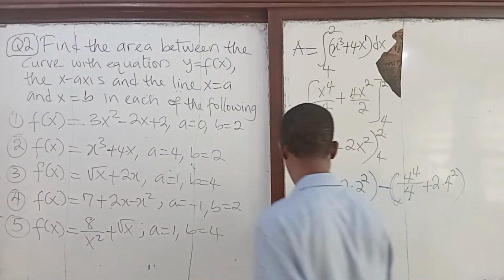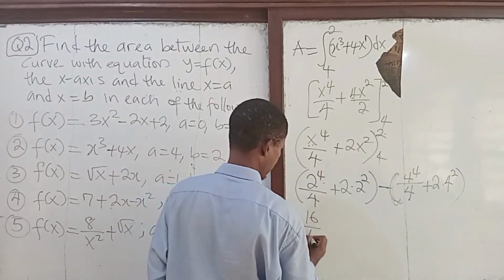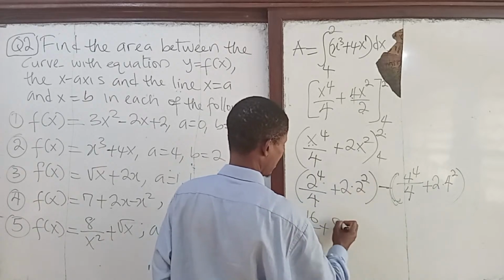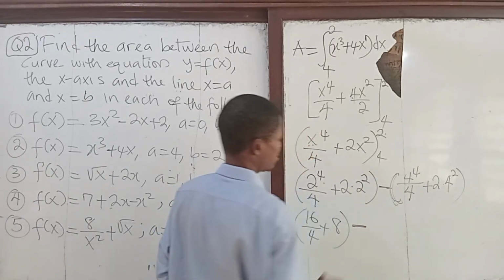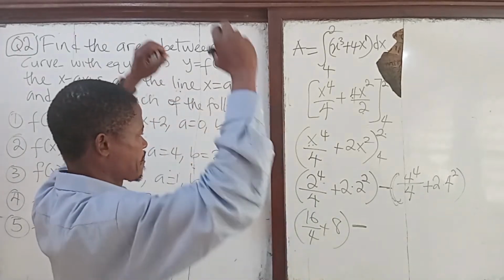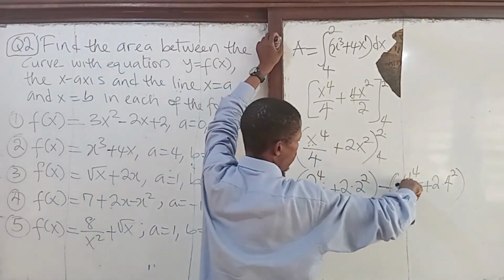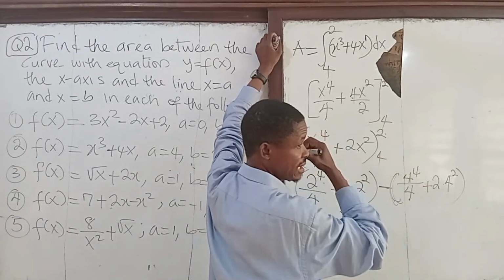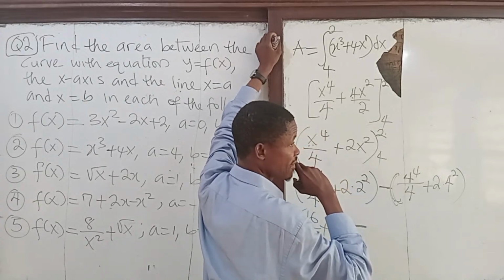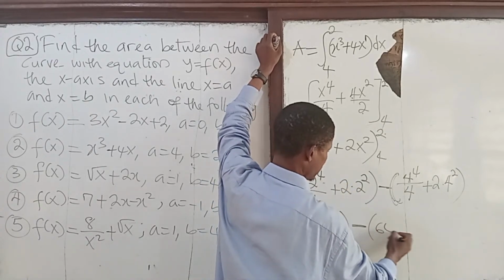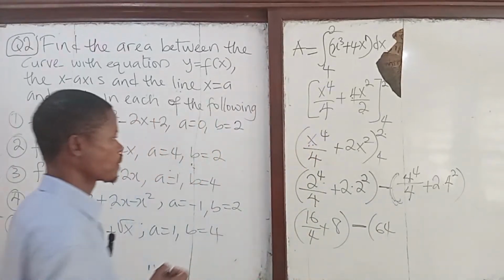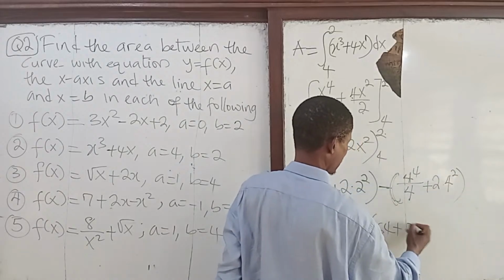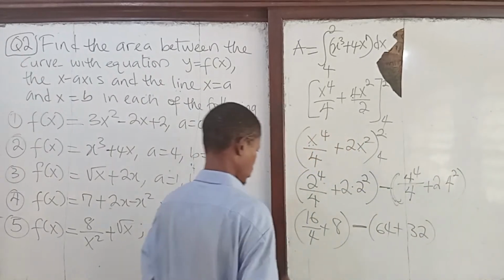So this one will be 2 to the power 4, which is 16, over 4, plus 2 squared, that's 4, times 2, that's 8. That's my upper. And for the lower, this is 4 to the power 4 over 4, so that will give us 4 to the power 3. 4 to the power 3 is 64. Okay. 4 squared, that's 16, times 2, that's a plus 32. So that's what we have there.